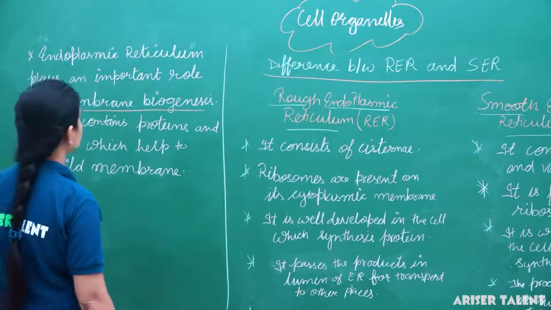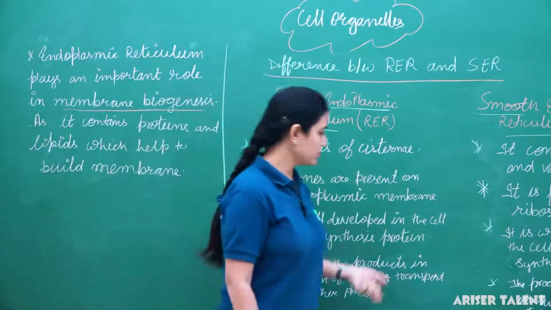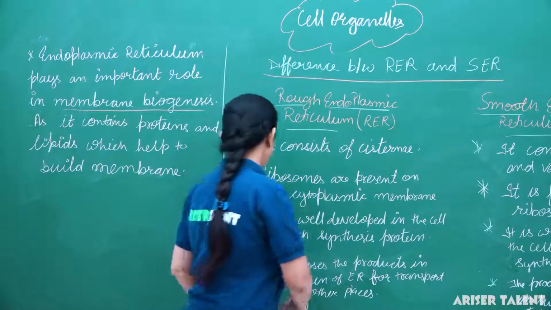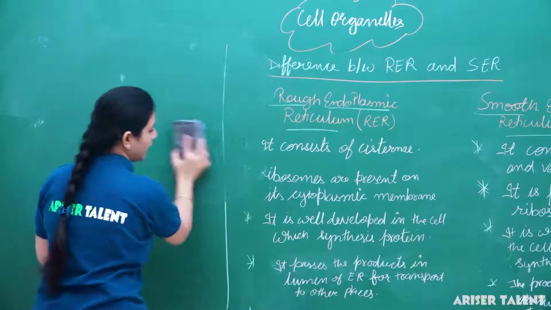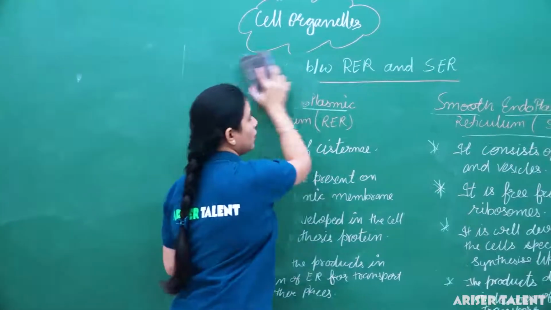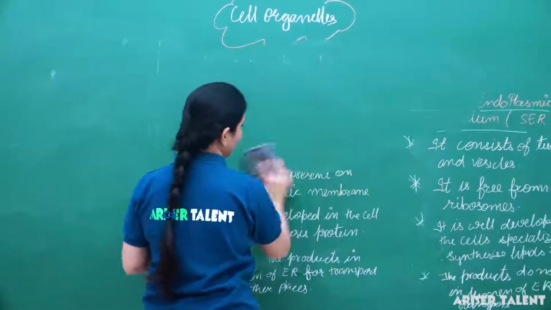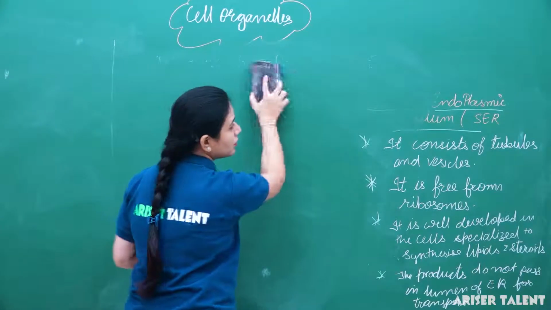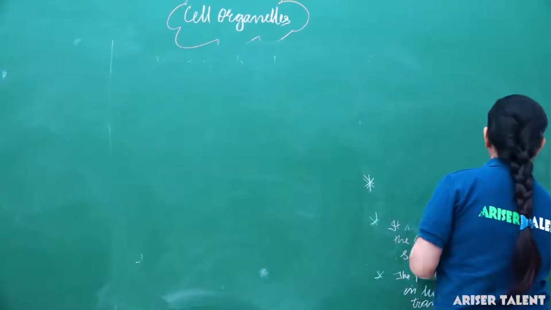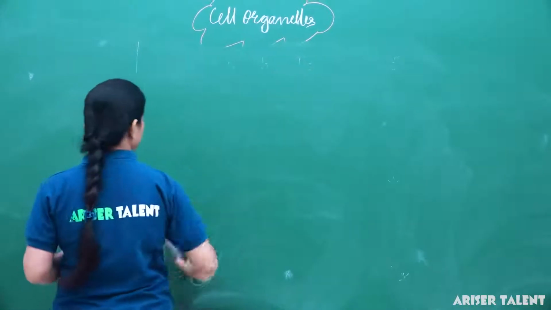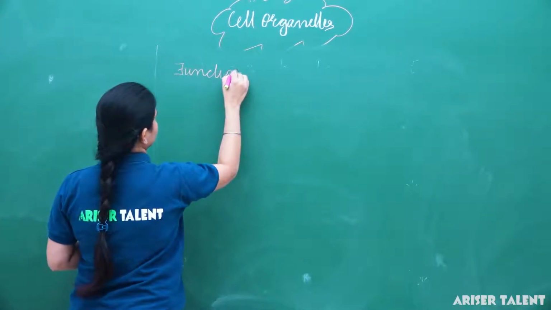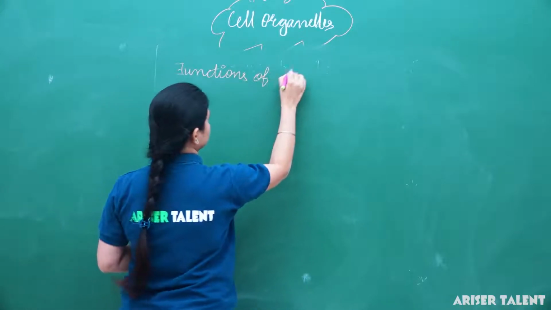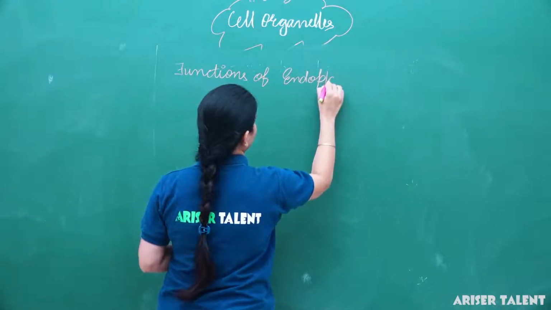Now, as we have discussed the important structures and differences between rough endoplasmic reticulum and smooth endoplasmic reticulum, and that endoplasmic reticulum helps in membrane biogenesis, now we will talk about the functions of endoplasmic reticulum. Till now, we have studied the structure. So, next topic is functions of endoplasmic reticulum.